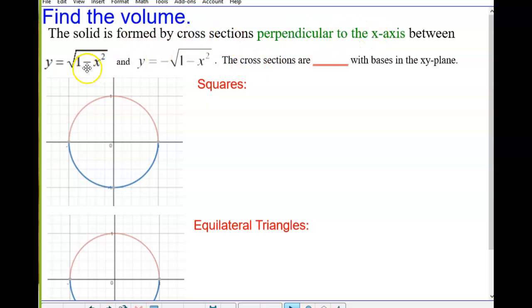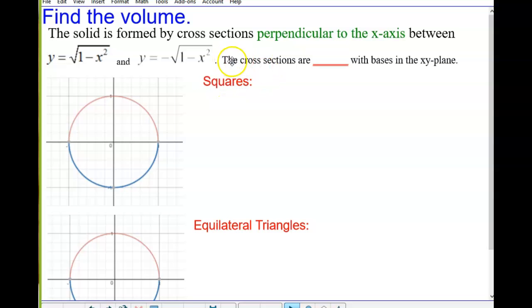And the cross-sections are going to be between these two functions. If I graphed the value with the positive square root, that would be the red function going above the x-axis. The one with the negative square root is the one below, and together they form a perfect circle. I believe in pre-calc, you studied the equation of a circle: x squared plus y squared equals the radius squared. That's where this came from, and we could investigate that, but we're not going to.